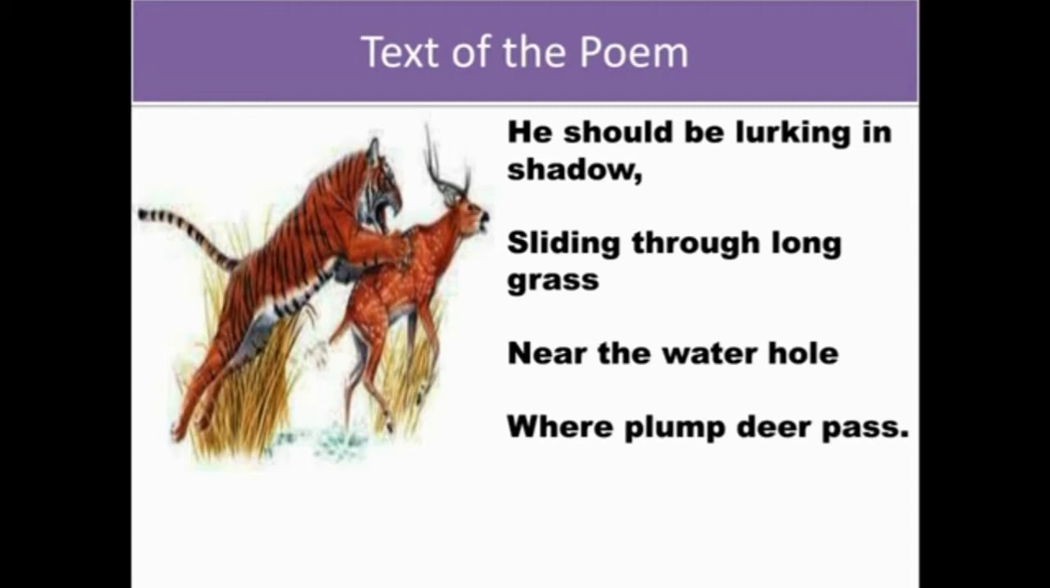Now, looking at the imprisoned tiger, the poet is filled with pity. He says that the poor tiger should have been in his natural habitat rather than in the cage in the zoo. He should have been lying in the shadows of trees and sliding quietly through the long grass. There, near the waterhole, he should be waiting for some fat deer to pass that way. Thus, he should be lying there in expectation of a heavy feast.